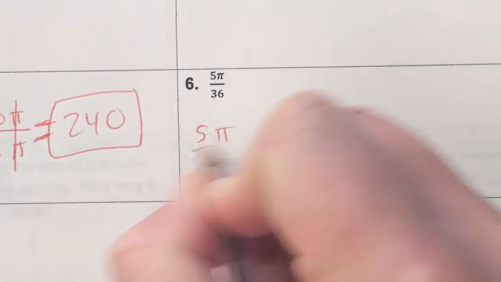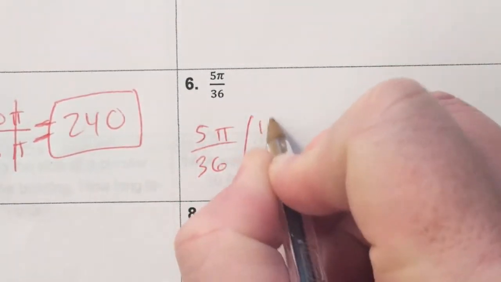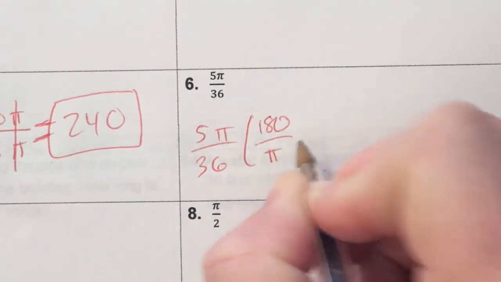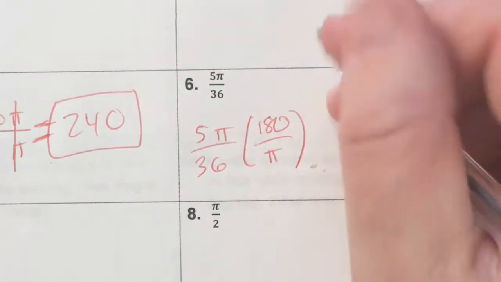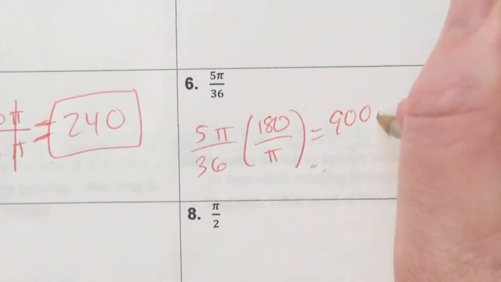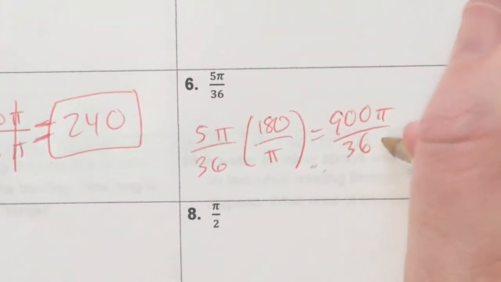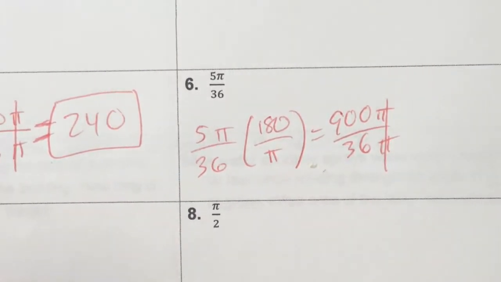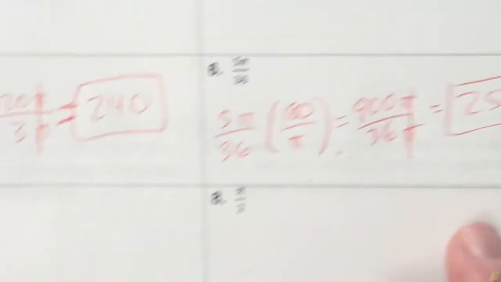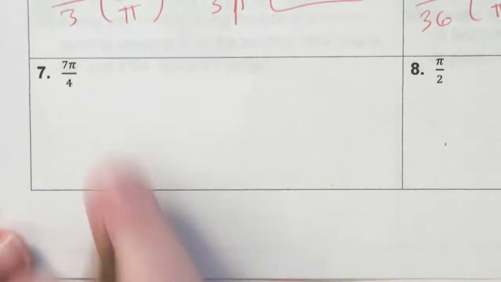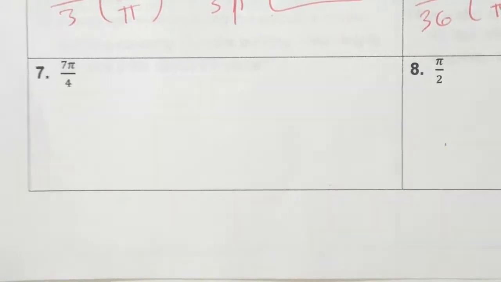Okay, number 6. All right, so 5 pi over 36. We want the 180 degrees. We want to get rid of the pi radians. So multiply straight across. 5 times 180. We get 900 pi over 36 pi. The pi's cross out. 900 divided by 36. We get 25. All right, so you should pause and give 7 and 8 a try. See how you guys do.